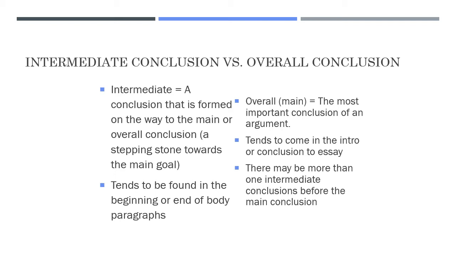Now, intermediate conclusions, think of those like topic sentences in an essay you write, where pretty much every body paragraph will have a topic sentence. It's basically a reason that's so large it could have its own essay on just that reason. So they're stepping stones towards the main conclusion. Now, these tend to come in the beginning or end of body paragraphs, and sometimes there's more than one in a body paragraph. So I'll show you a sample of this later.